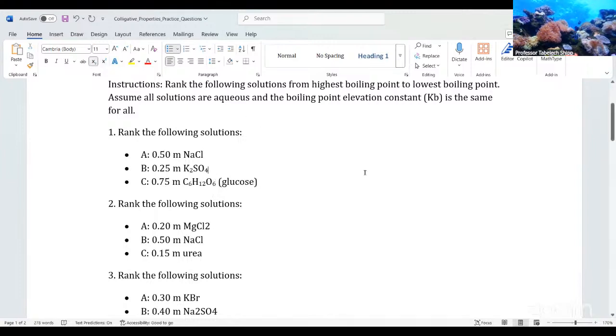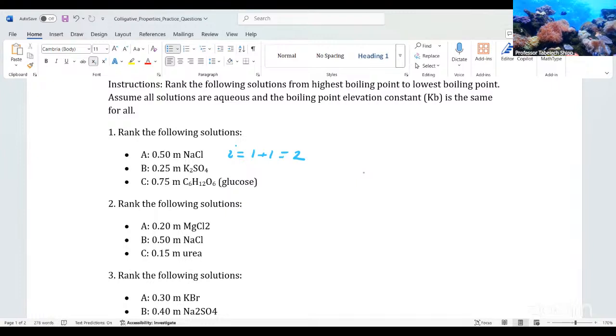As an example, in letter A, it doesn't matter what the molality is. What we're going to do is look at how many pieces this particular solute will break apart into. Sodium chloride is an electrolyte, therefore it will break apart. In this case, we have one sodium ion plus one chloride ion. So the Van't Hoff factor is 2, because 1 plus 1 is 2.